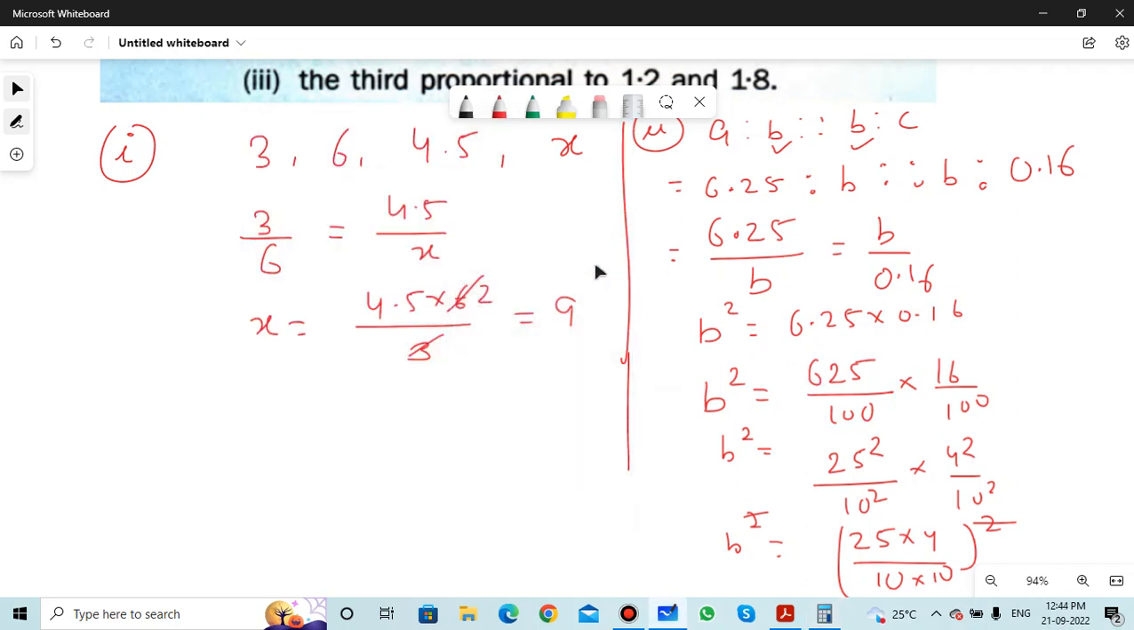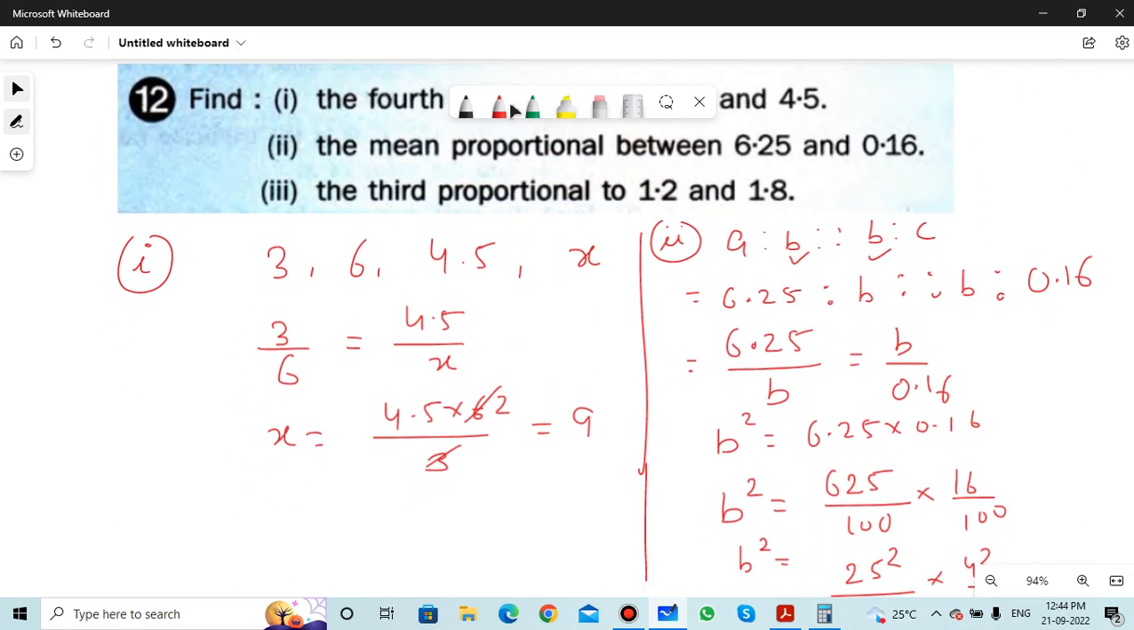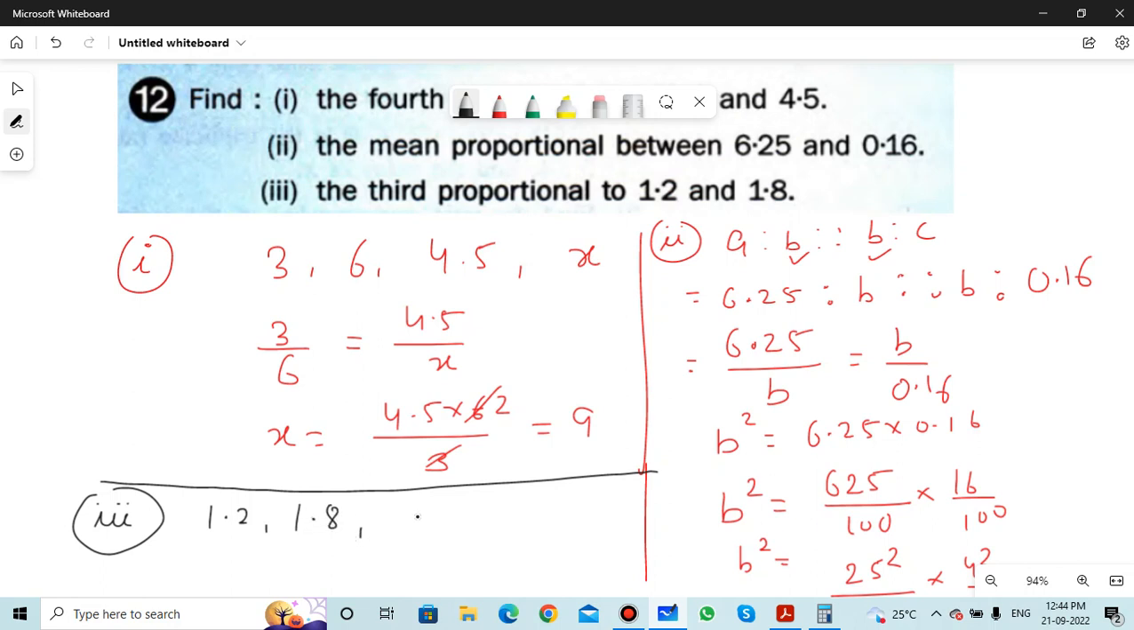The third question that we have is the third proportion, an important one. So we'll do the third one here. Third proportion means 1.2 is there, the second term is 1.8, and the third one we do not know is going to be x. So how to solve it?